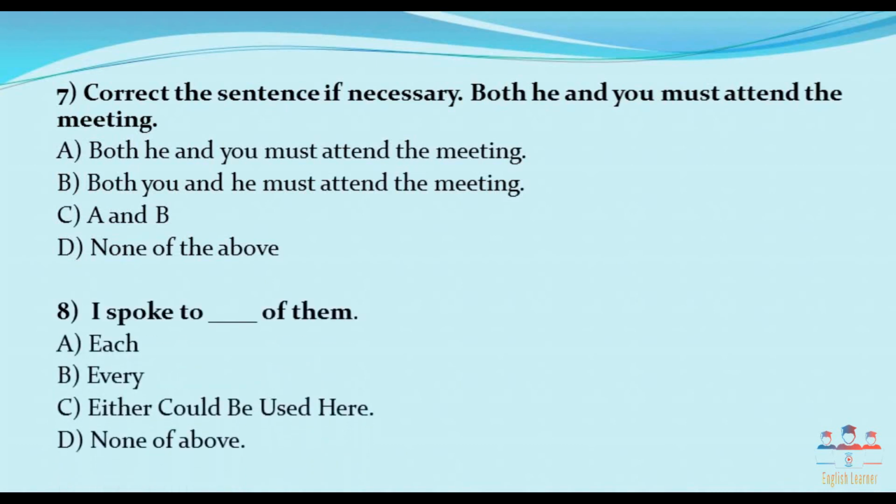Number 8. "I spoke to dash of them." Now here we have "them" in the sentence, so we are going to choose the option accordingly. A is each. B is every. C is either could be used here. And D is none of the above.